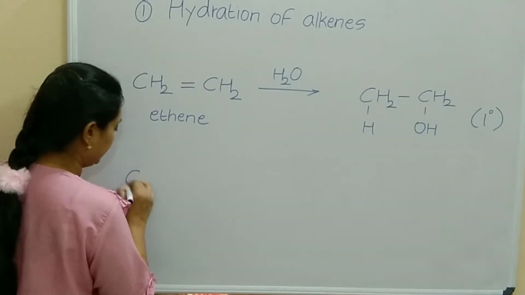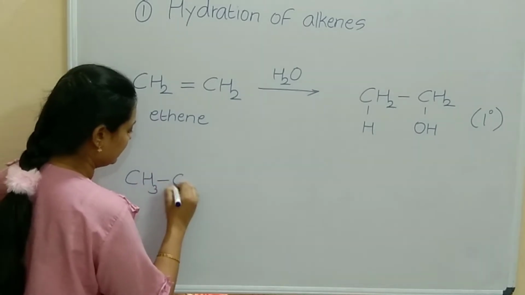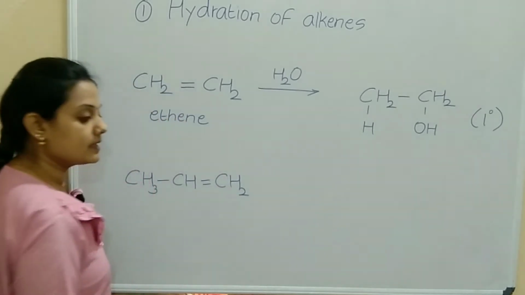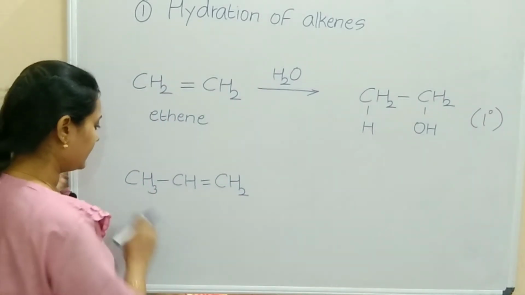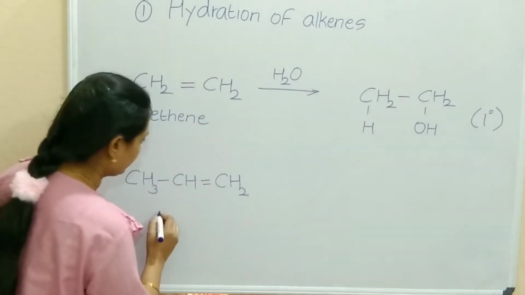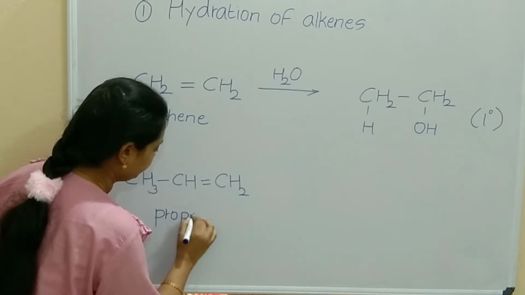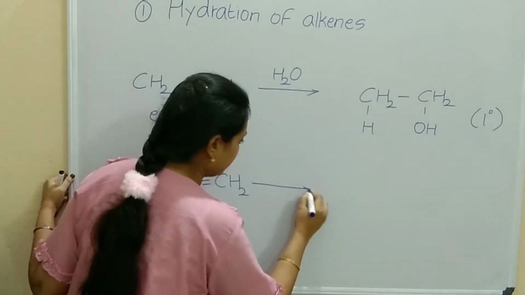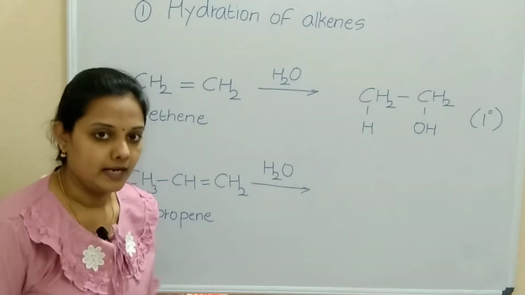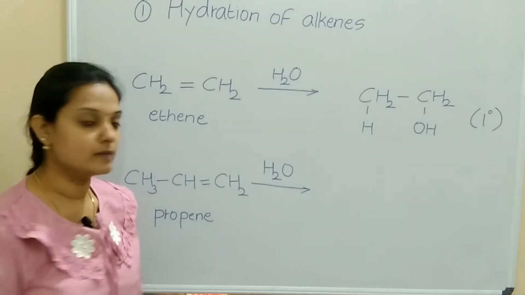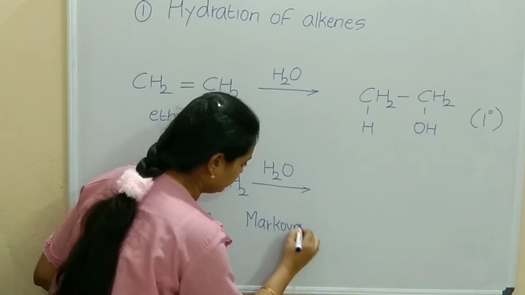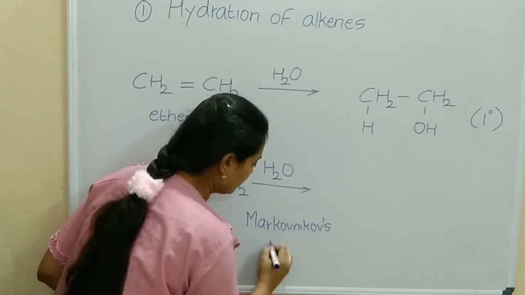Now suppose I take an unsymmetrical alkene. Okay, unsymmetrical alkene. What is this compound's name? It is propene. Okay, carbon valency is satisfied. So this is the propene compound. To that, water is added. Again water has two parts, H and OH. Right. And here we will follow one rule, that is Markovnikov's rule. We will follow Markovnikov's rule.